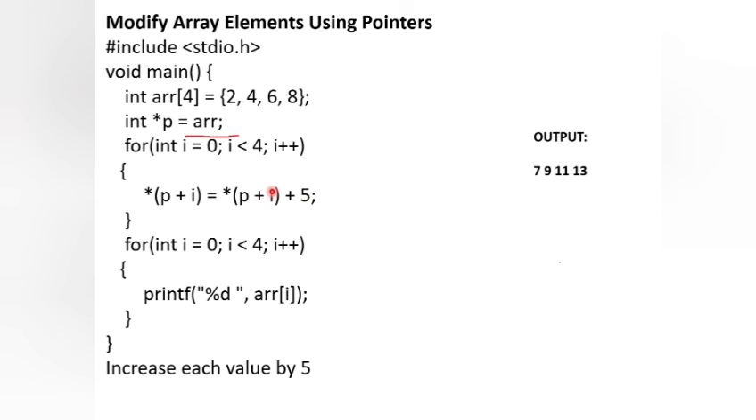At the 0th location we have the value 2. To 2 we add 5, total 7. Next 4 plus 5, it is 9. Next 6 plus 5, 11. Next 8 plus 5, it is 13. Here we are only changing the values, for existing values we are adding 5. Next we have one more loop and we are printing all the array content. So in this case the output is 2 plus 5, 7, 4 plus 5, 9, 6 plus 5, 11 and 8 plus 5, 13.